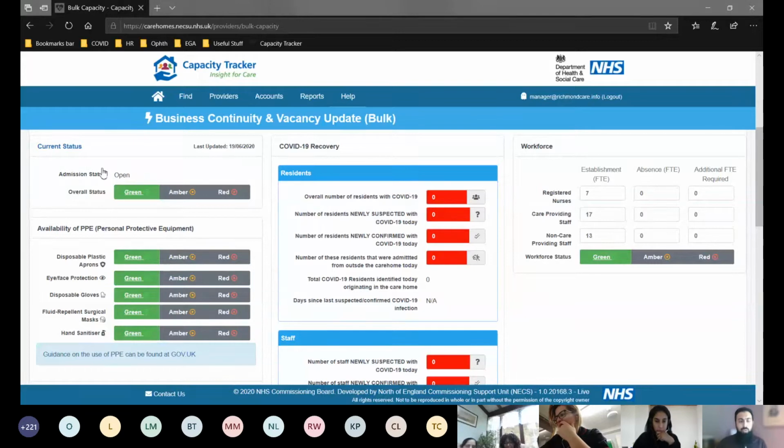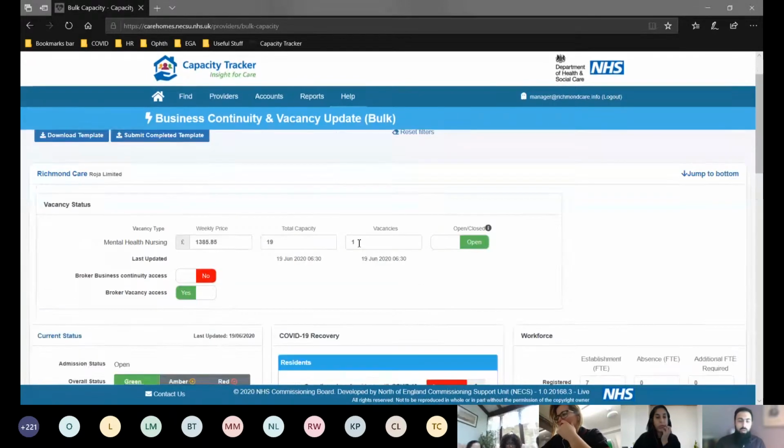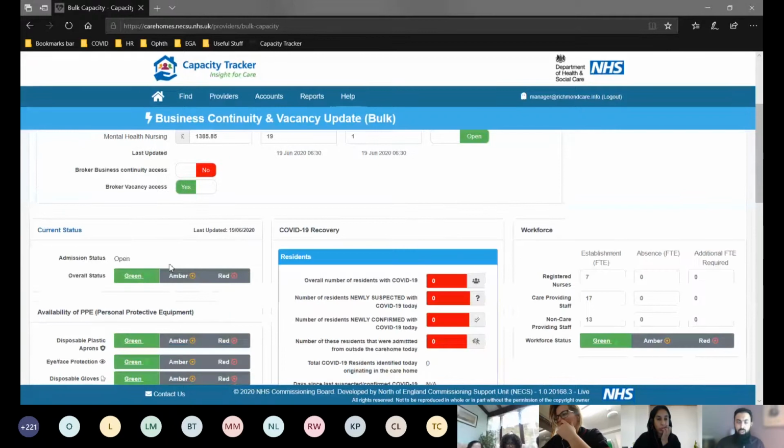So the first one is around the current status of the home. So is the home open or closed? And that is a checkbox you have up here that would tell you whether the home is open or closed. That will then change the admission status here. So this home is open. The overall status is dependent on any issues that you have around operational issues in the home. And again, with hovering over the text boxes, and I will go through a user guide later on, it will tell you roughly what these RAG status means.